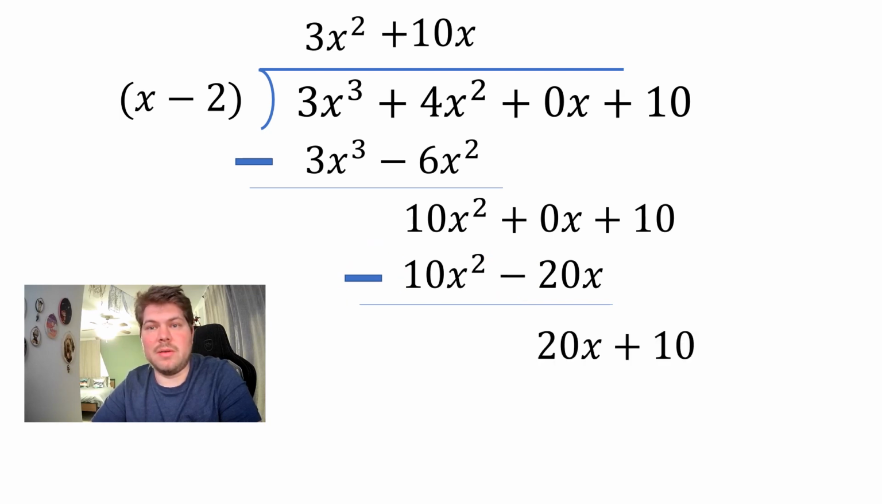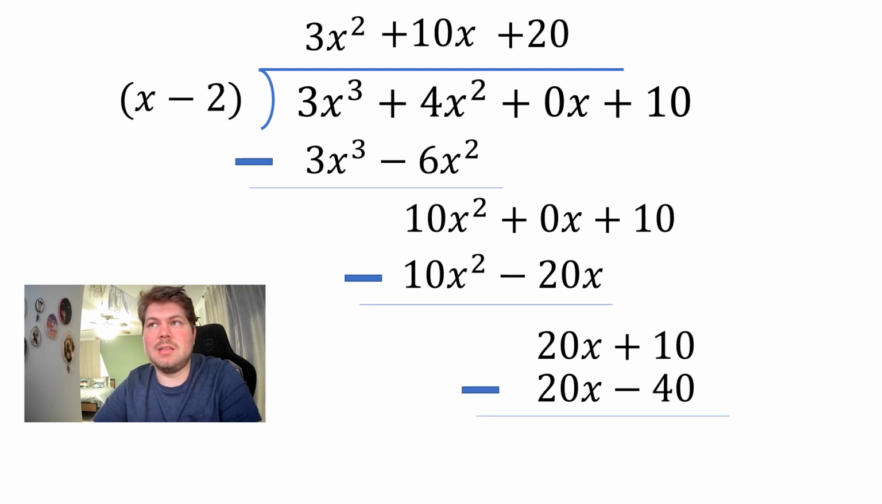And then we bring down the 10. Now, how many times does x minus 2 go into 20x plus 10? It goes into it 20 times. So now we're going to do our multiply. 20 times x minus 2 is 20x minus 40. And now, again, we're going to subtract.